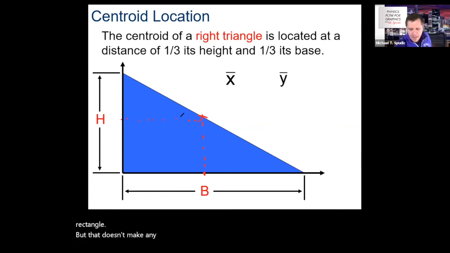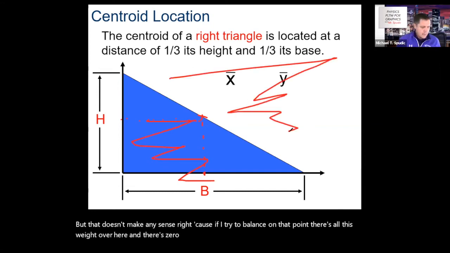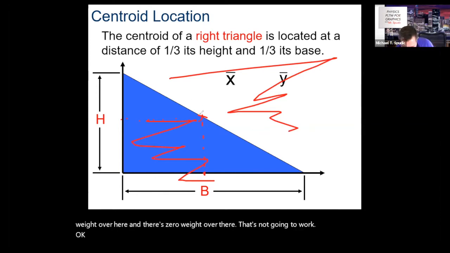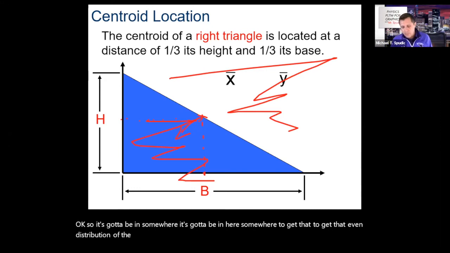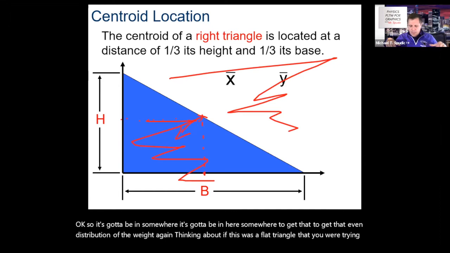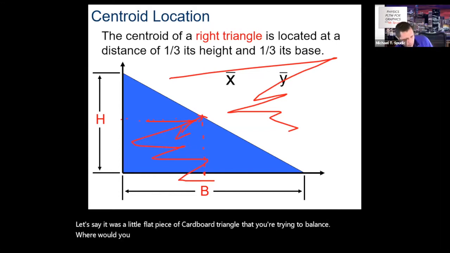Because if I try to balance on that point, there's all this weight over here and there's 0 weight over there. That's not going to work. Okay? So it's got to be in here somewhere to get that even distribution of the weight. Again, thinking about, if this was a flat triangle, let's say a little flat piece of cardboard triangle that you're trying to balance, where would you be able to balance it?